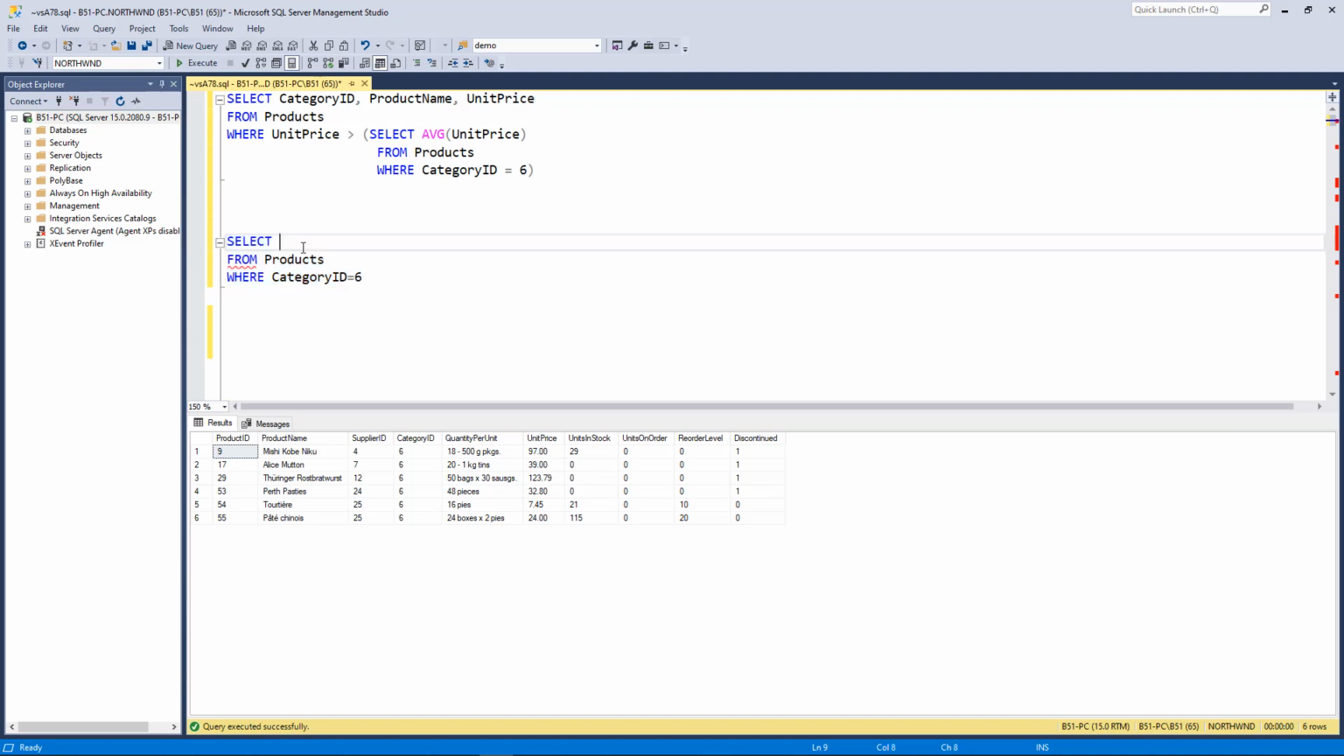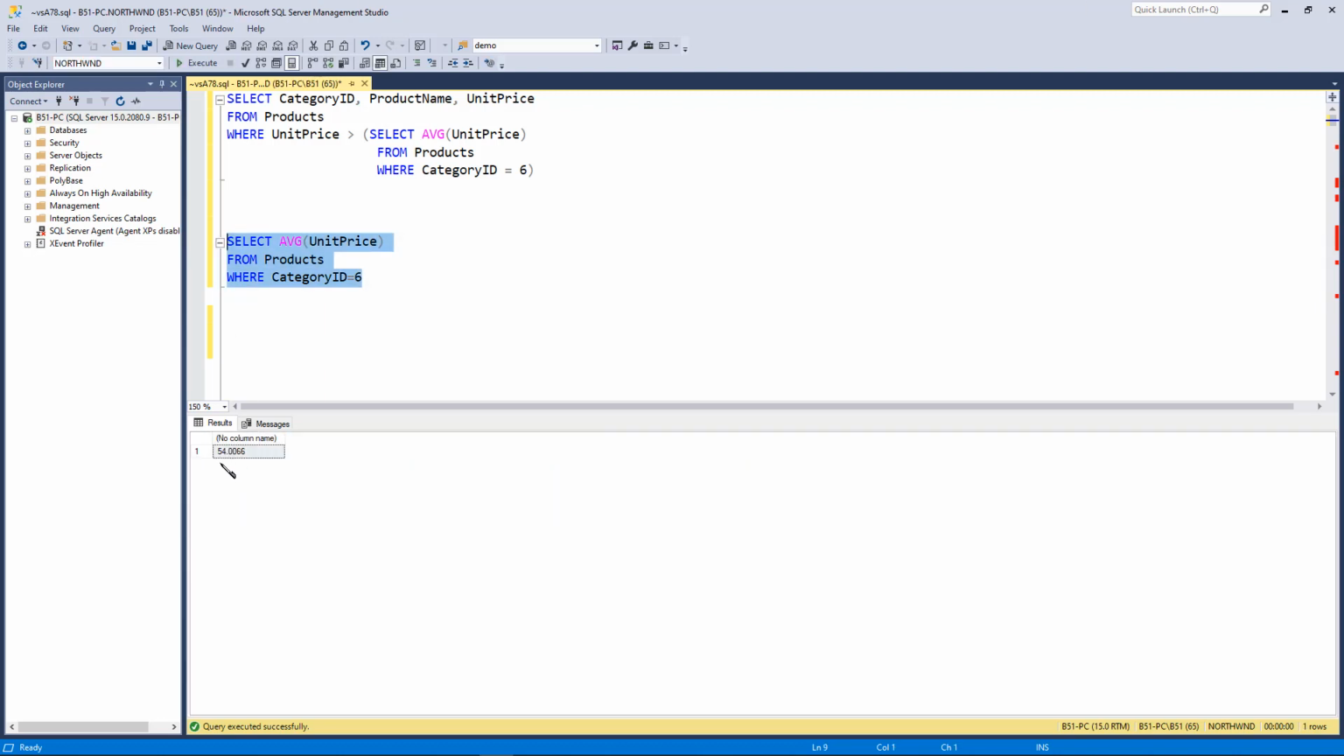We write the average unit price, and when running it, we'll do 97 plus 39 and so on, and divide it by 6. There we get the average unit price. It's 54.